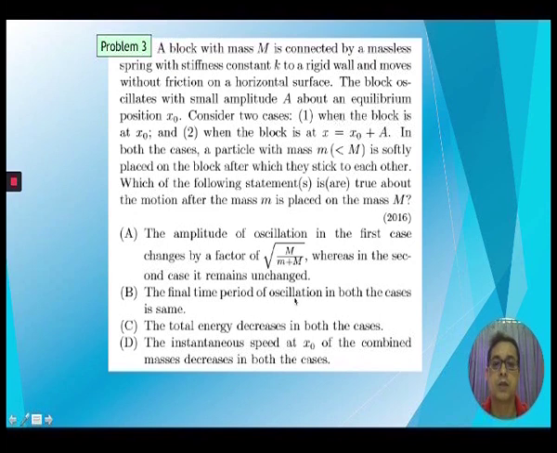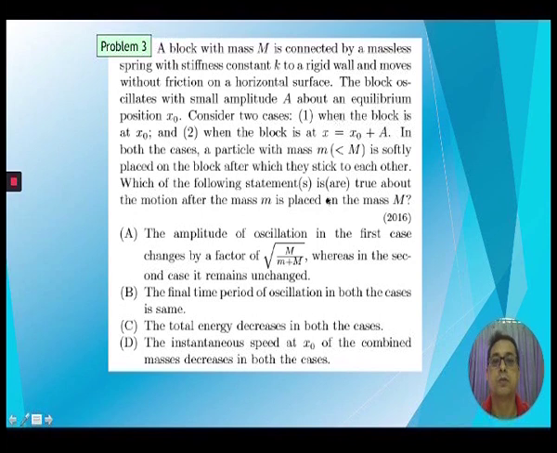The final time period of oscillation in both the cases is the same. The total energy decreases in both the cases. The instantaneous speed at x0 of the combined masses decreases in both the cases. I am sure all of you have already noted it down while I read this problem.